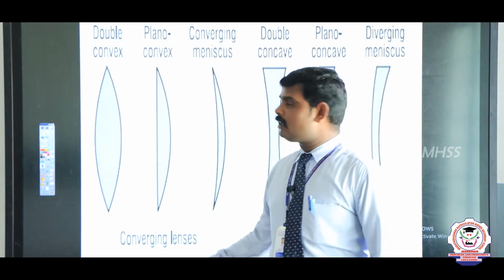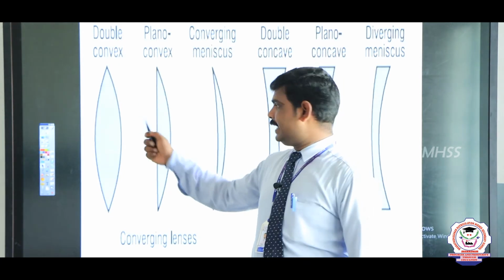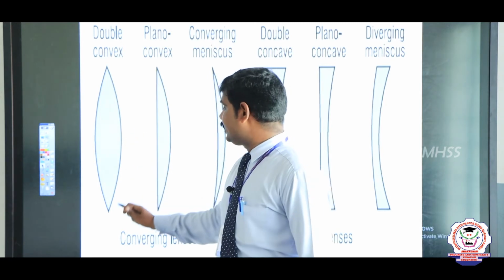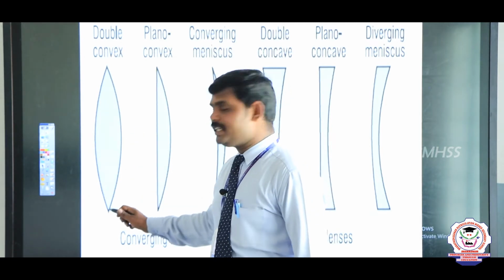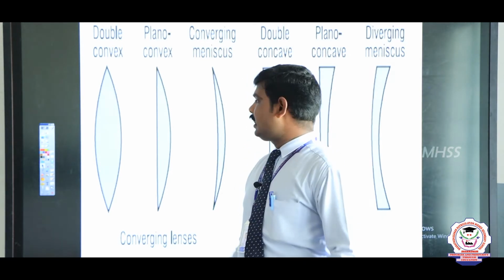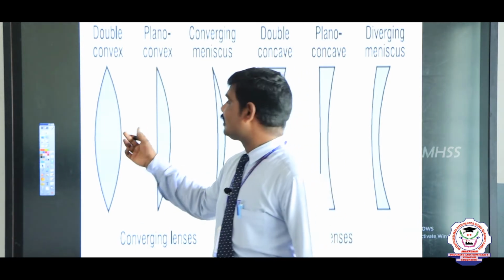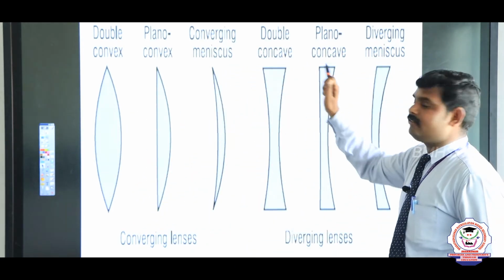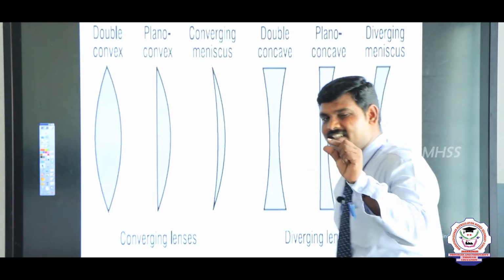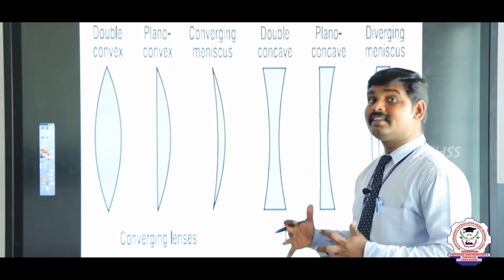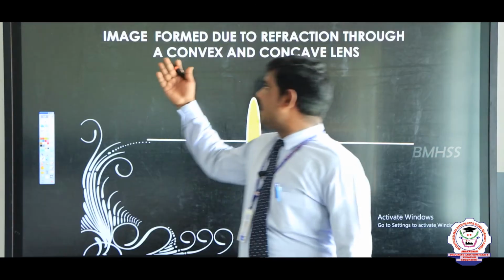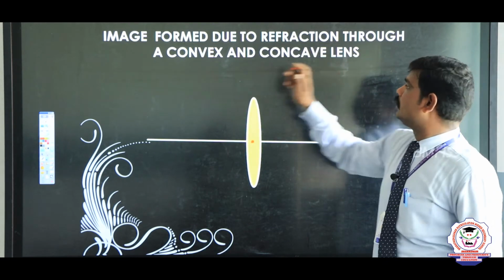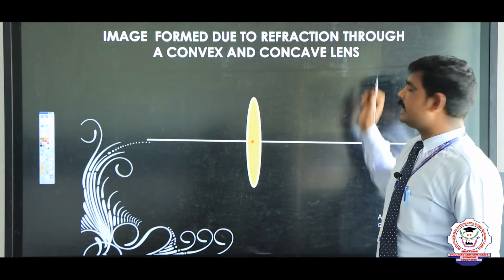In the converging lens, or the double convex lens, the center point is thicker than the edges. The edges are thinner and the center point is thicker. It is the opposite for the concave lens. In the concave lens, the center point is very thin and the edges are thicker. Next, the image formed due to refraction through a convex and a concave lens.